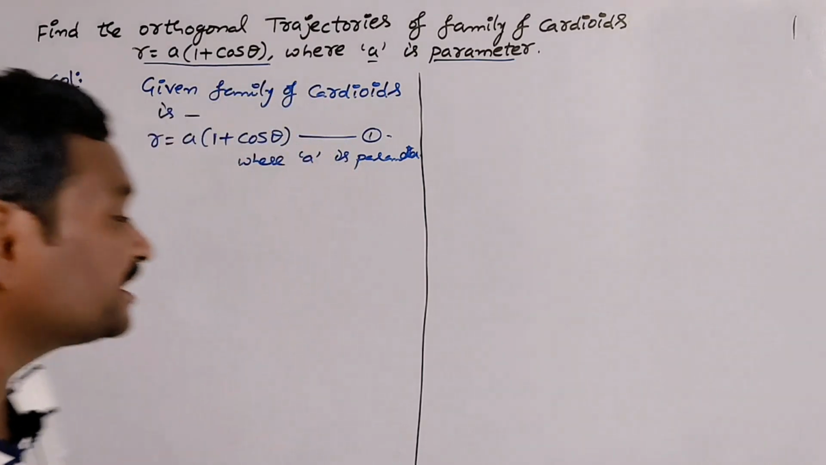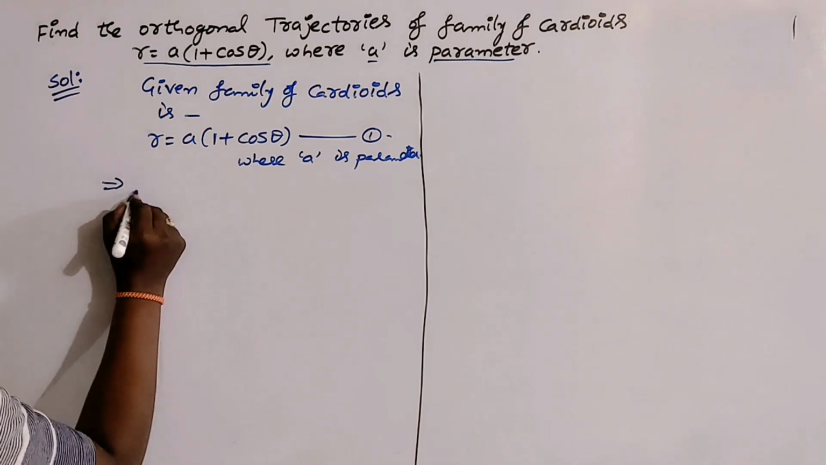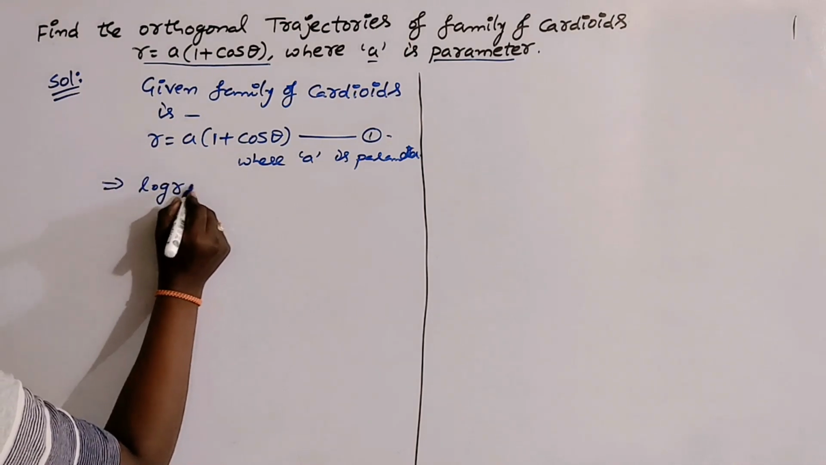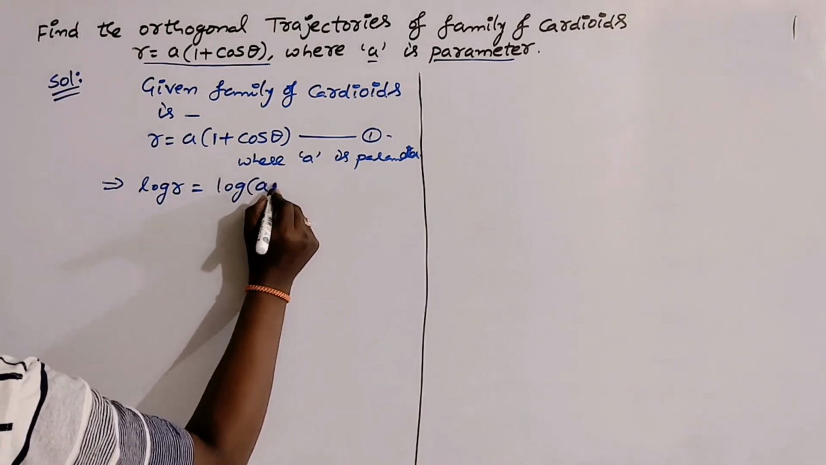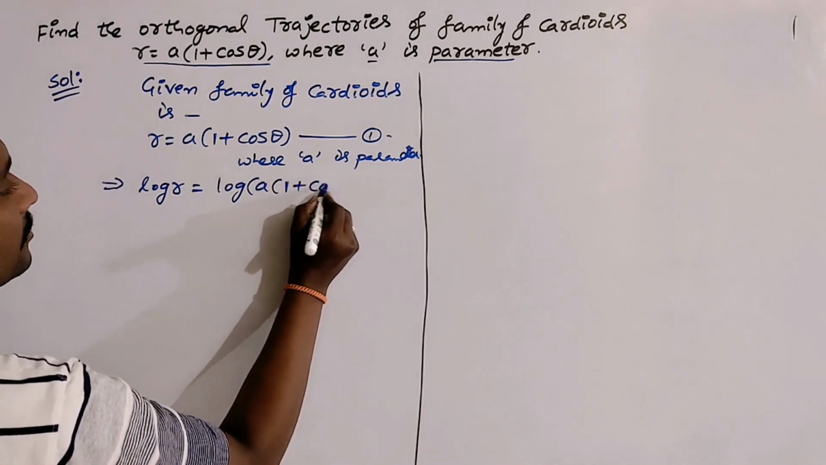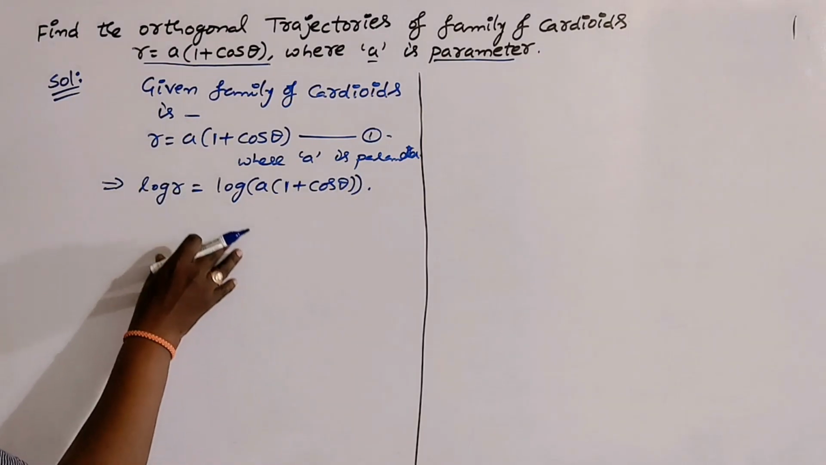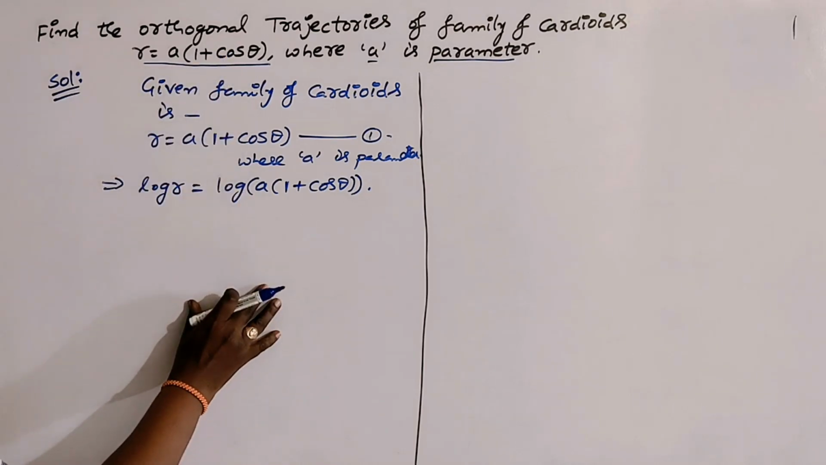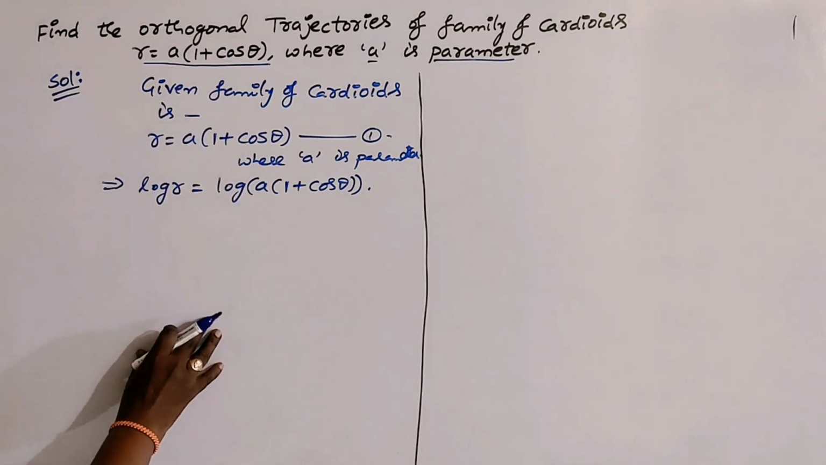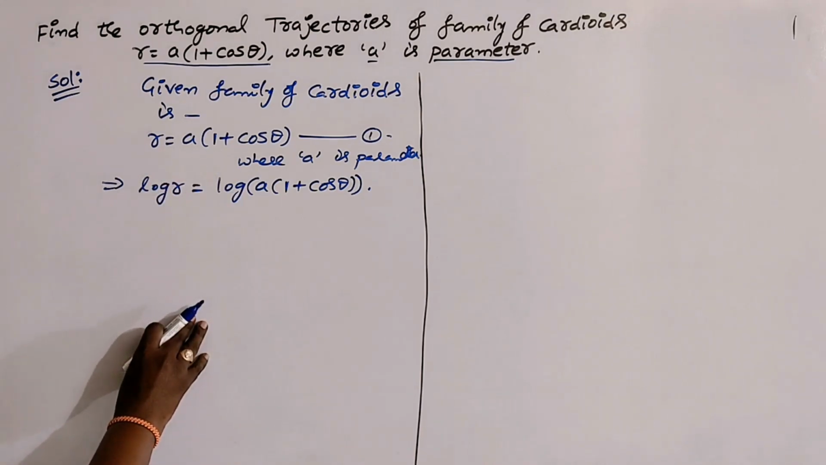But before taking the derivative with respect to theta, I am applying log on both sides. It is a shortcut trick to eliminate the parameter. So you will get log r is equal to log of a into 1 plus cos theta. Whenever polar coordinates r comma theta are involved in the equation of the given family, before taking the derivative with respect to theta, you should apply log on both sides. Then automatically a will be eliminated. It is a shortcut trick.